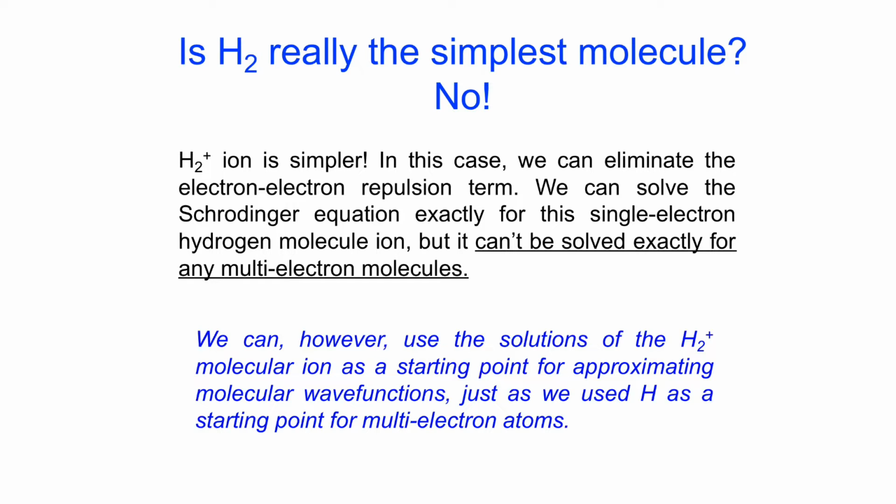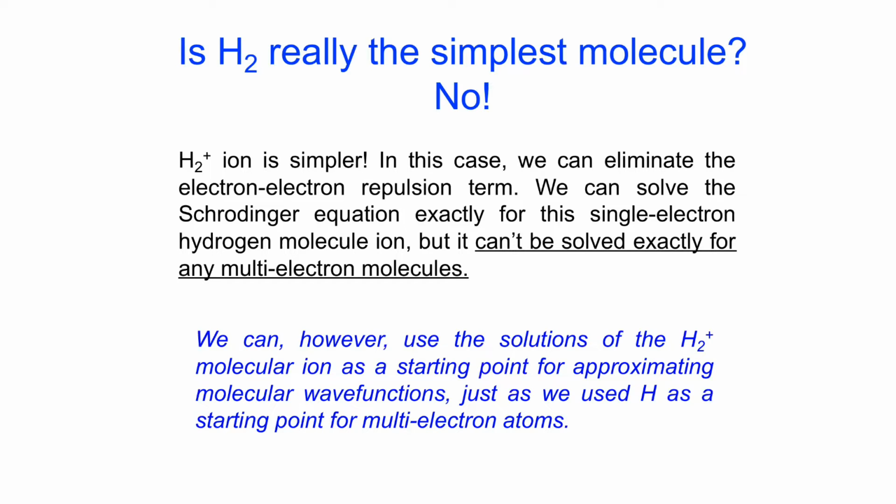So while the hydrogen molecule is the simplest neutral molecule, we can do a little bit better in terms of solving our Schrodinger equation by going to an ion of a molecule. In this case, we can eliminate the electron-electron repulsion term and solve our Schrodinger equation exactly, because for the hydrogen molecule ion, we're still working within a one-electron system, which is the only system that we can solve the Schrodinger equation for exactly.